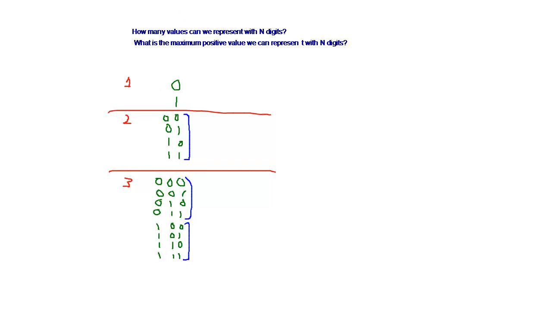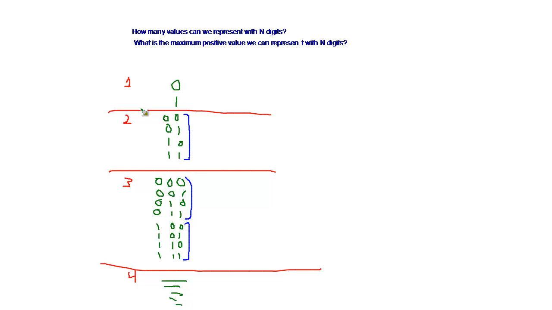This pattern continues on and on forever. If I did four and we had enough screen real estate to do it, you would see that same pattern repeat itself down here. We just take all these values, prefix them with a zero, and then take them again and prefix them with a one. So essentially, every digit we get doubles the number of values we can represent, which hopefully makes sense because this is base 2, and every digit we gain is another power of 2.